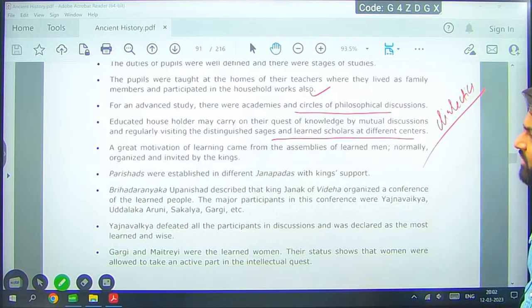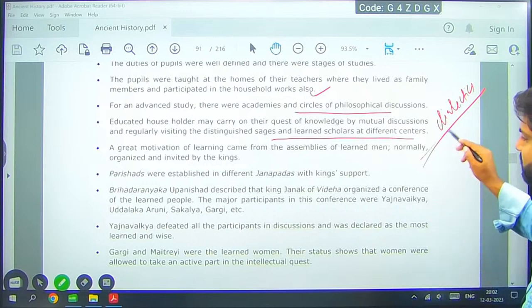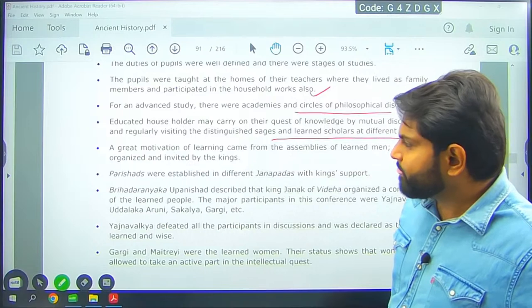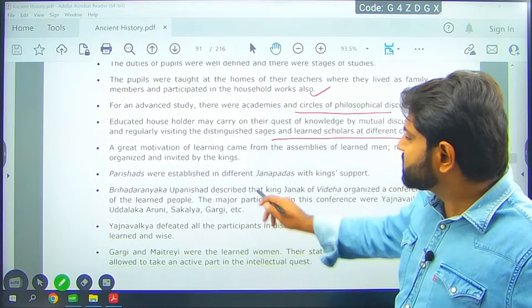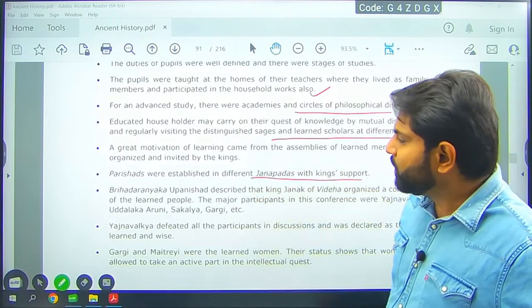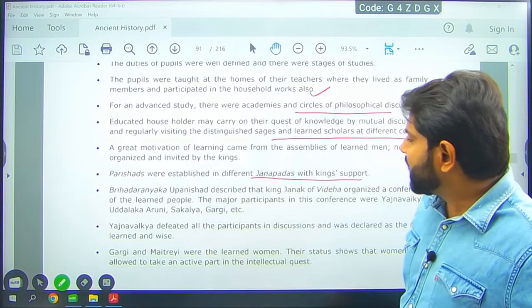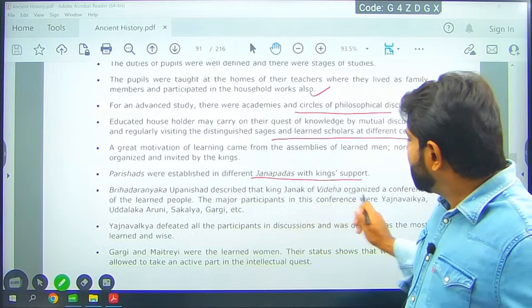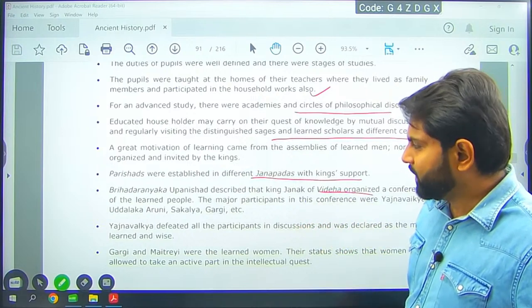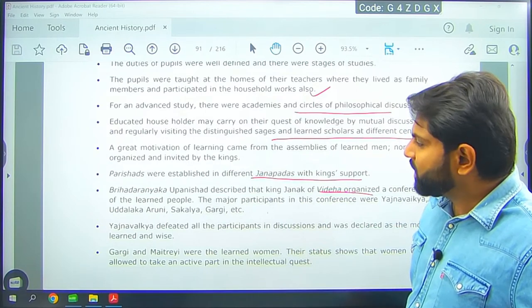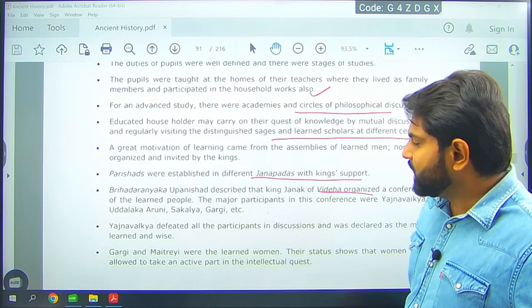The great motivation of learning came from the assemblies of learned men, normally organized and invited by the kings. That is where we also learn about Buddhist councils later. Parishads were established with the support of different Janapada kings. The Brihadaranyaka Upanishad describes that King Janaka of Videha organized a conference of learned people. The major participants of the conference were Yajnavalkya, Uddalaka Aruni, Sakalya, Gargi.